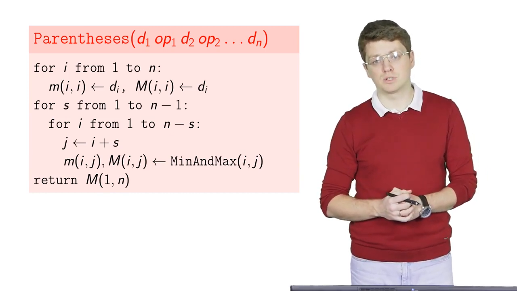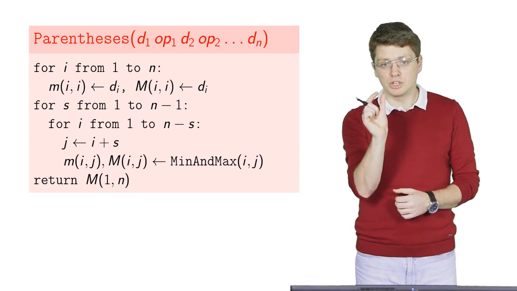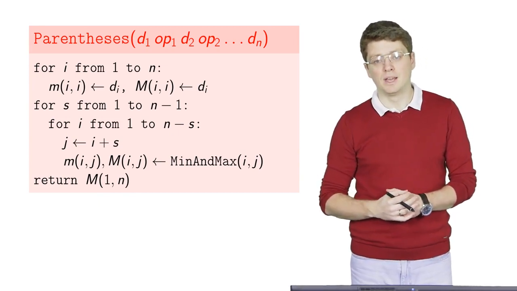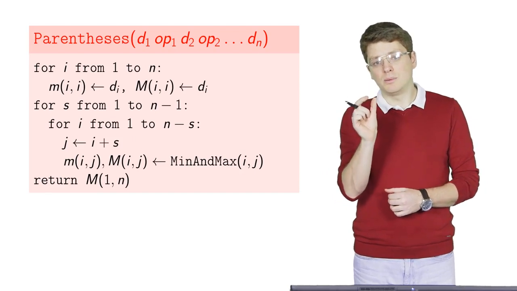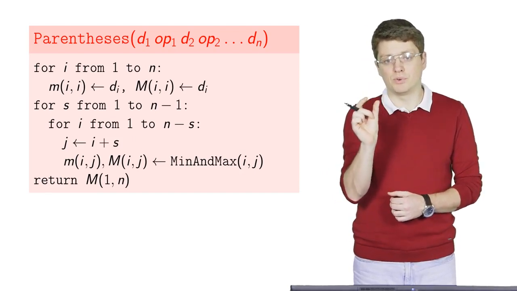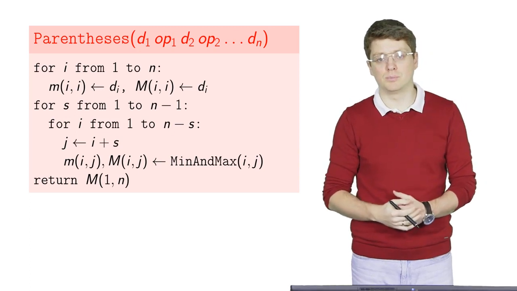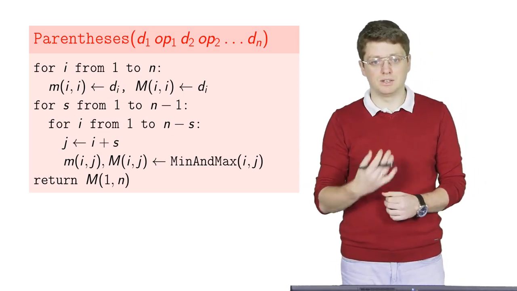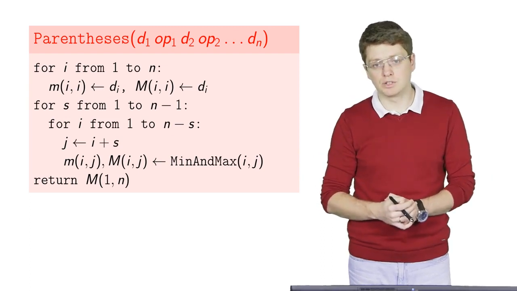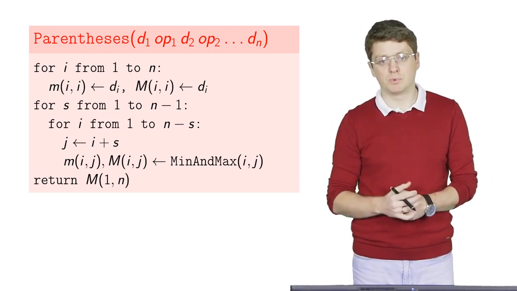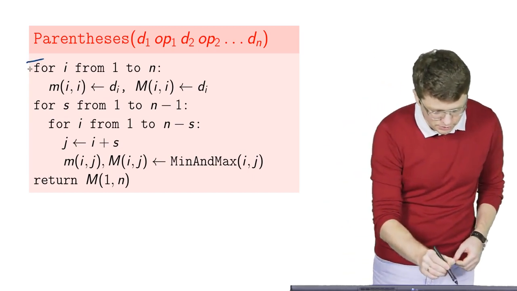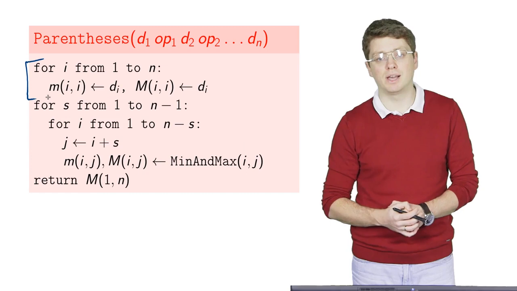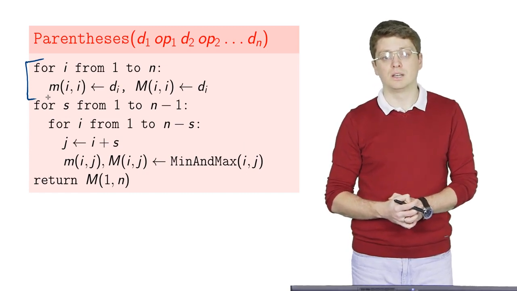So when a sub-expression contains just one digit, which means that j is equal to i, then there is nothing actually to minimize or maximize because there are no operations. So there is no order on operations. Because of that, we just initialize the main diagonals of both these tables with the corresponding digits. This is done in the following loop. So m of ii and capital M of ii is equal just to d i.